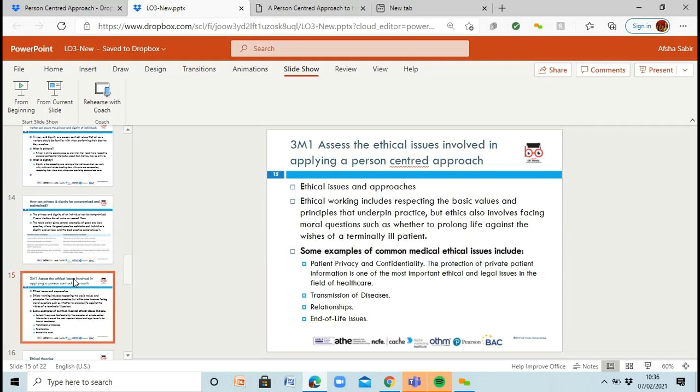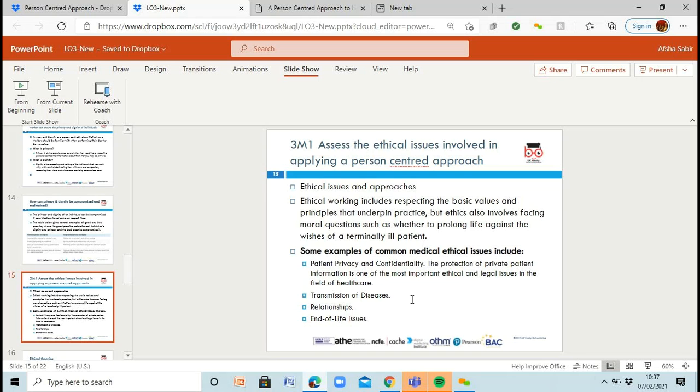Now, this is the merit criteria. This is where we're going to assess the ethical issues involved in applying a person-centered approach. We're going to look at the ethical issues, and we're going to look at some theories that go hand in hand with this, what those theories actually say that can be done for these ethical issues.